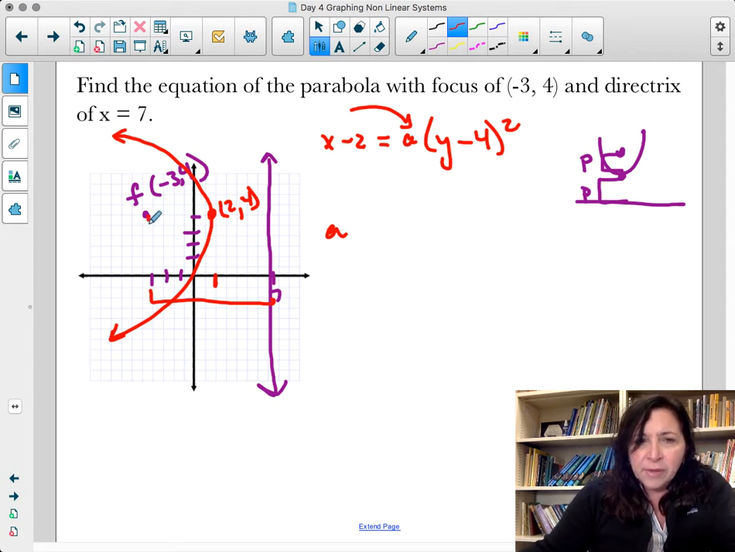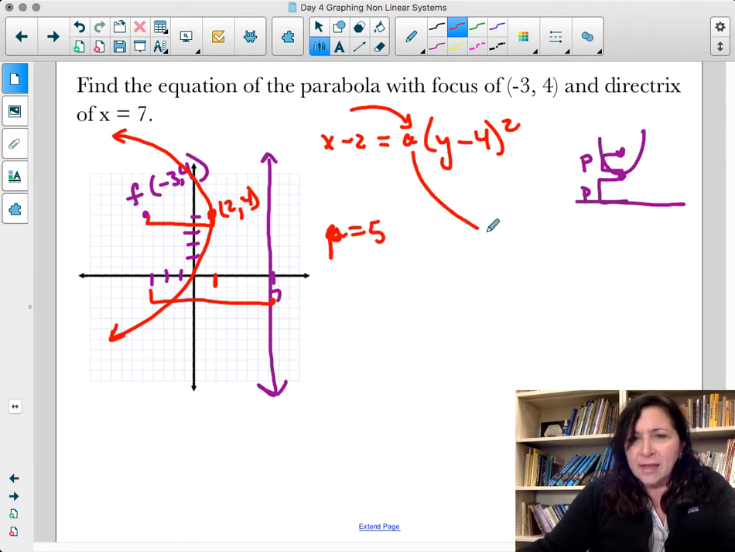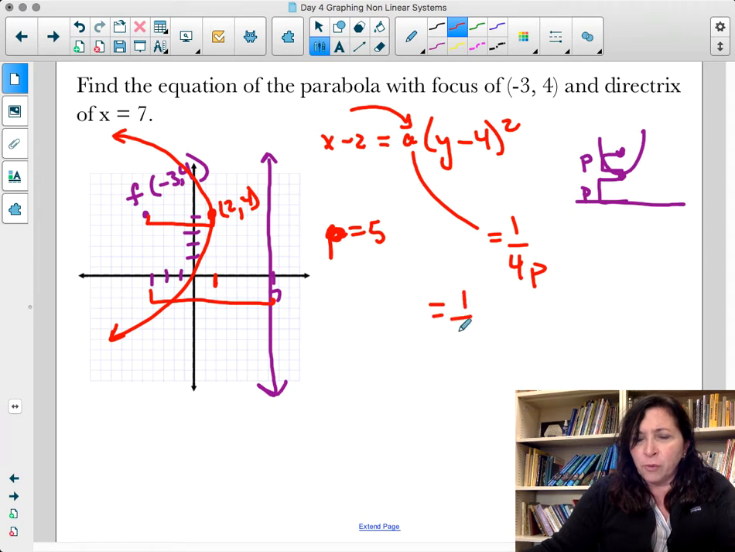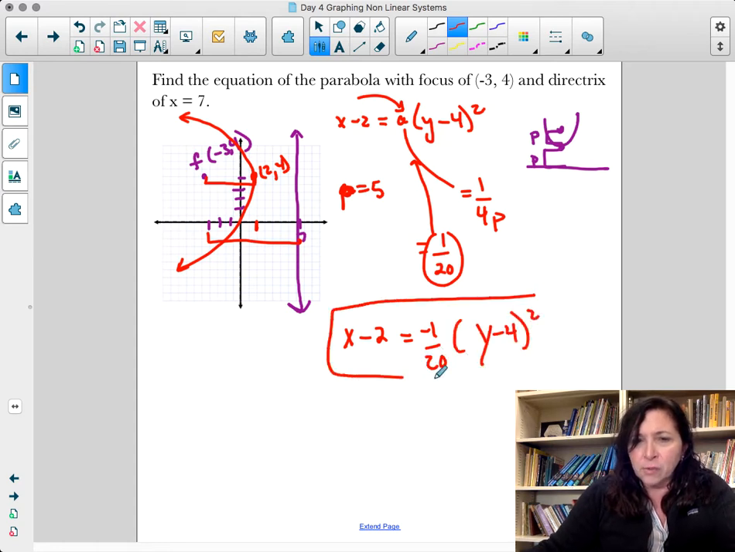This distance from here to here we know is 5. So p is equal to 5. The a is equal to 1 over 4p. So if p is equal to 5, I'm going to put 5 over here. So that's going to be 1 over 4 times 5, which is 20. So that value right here is going to go right up there. And so my final equation is x minus 2 equals negative 1 over 20 times the quantity y minus 4 quantity squared.